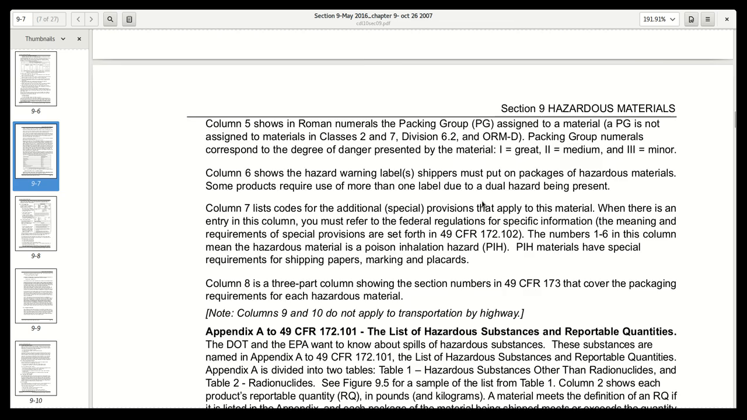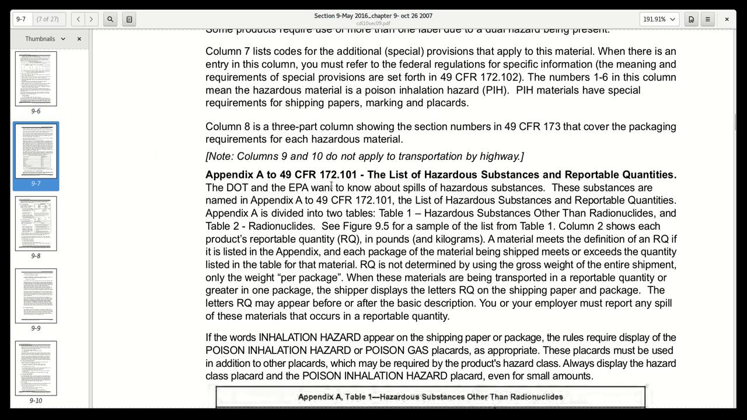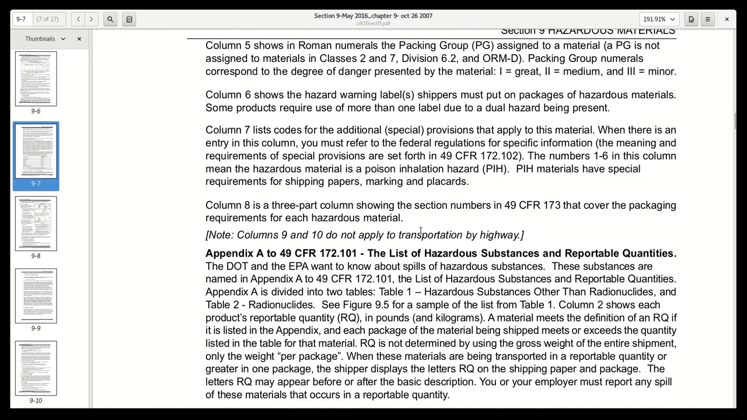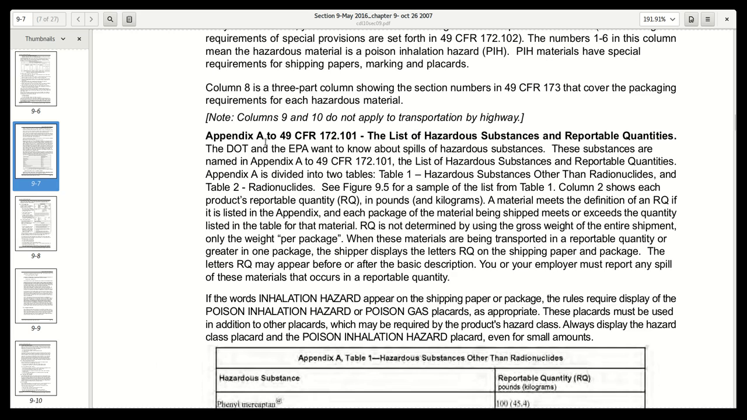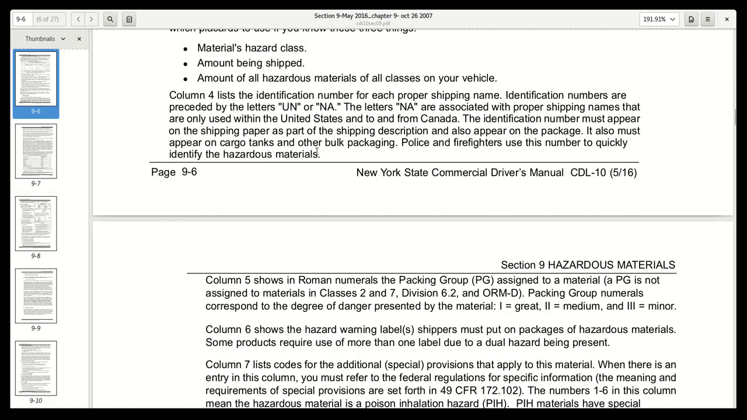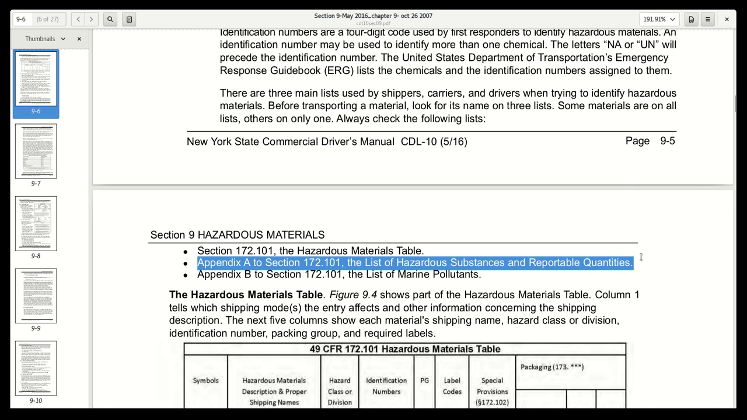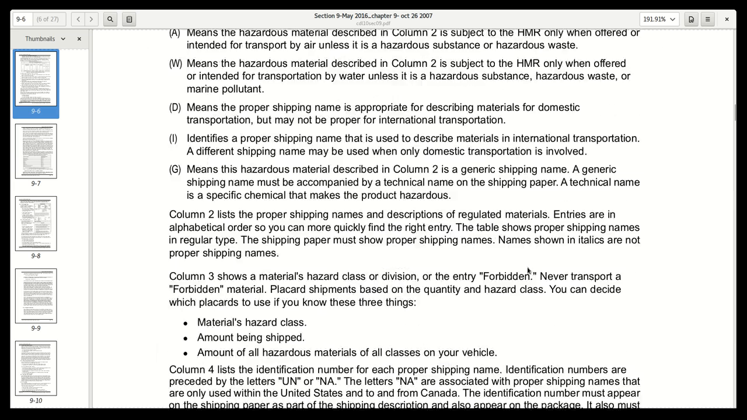Okay, Appendix A to 49 CFR 172.101, the list of hazardous substances and reportable quantities. So here's Appendix A. We've done the hazardous materials table. Now we're going to the appendix part of the 49 CFR.